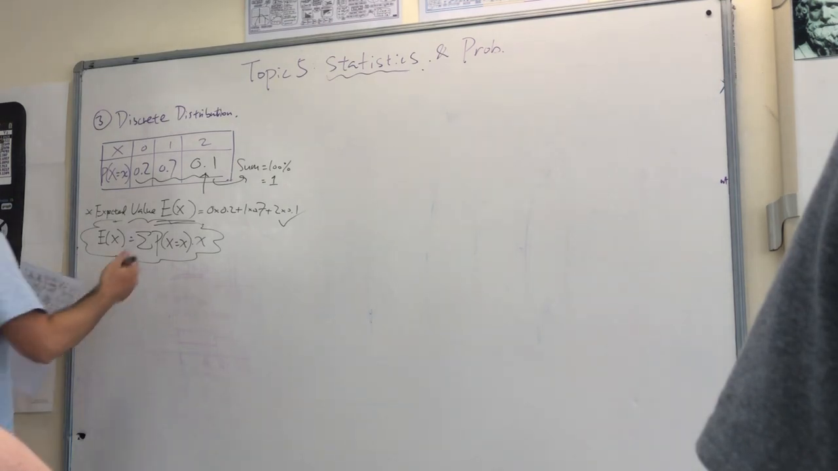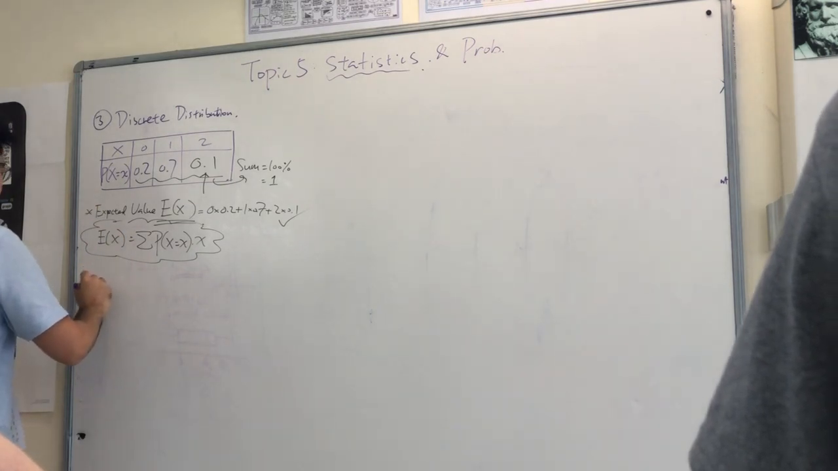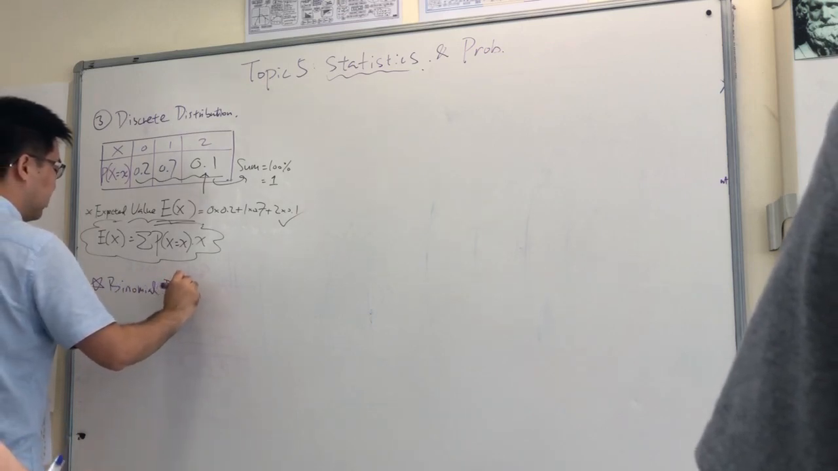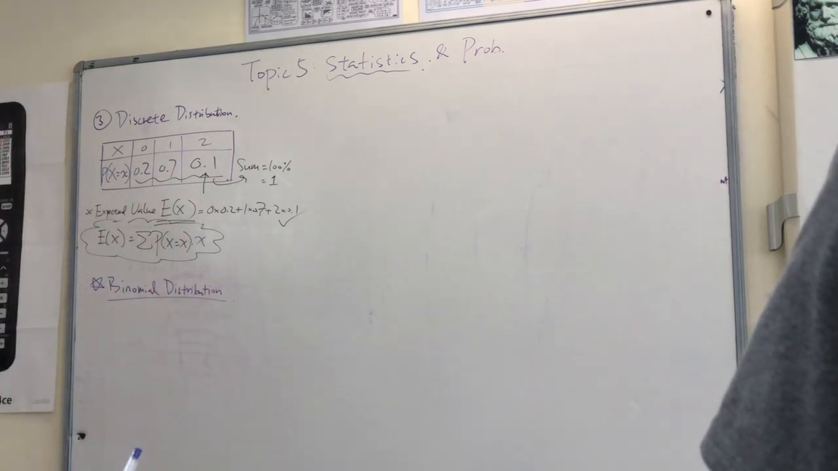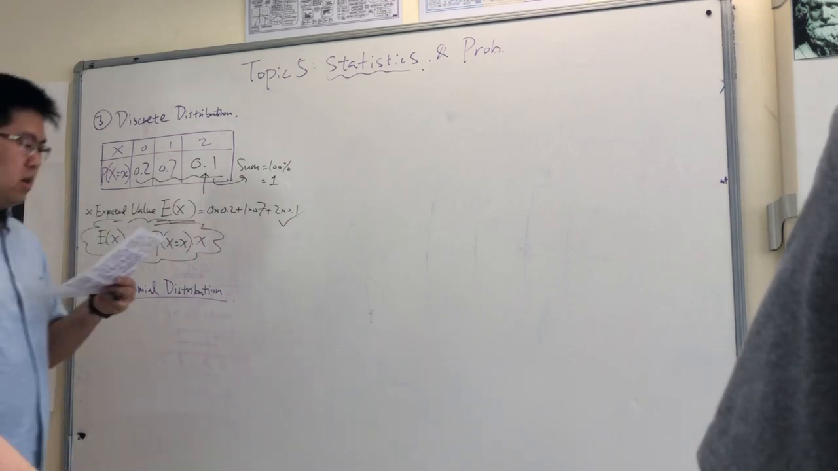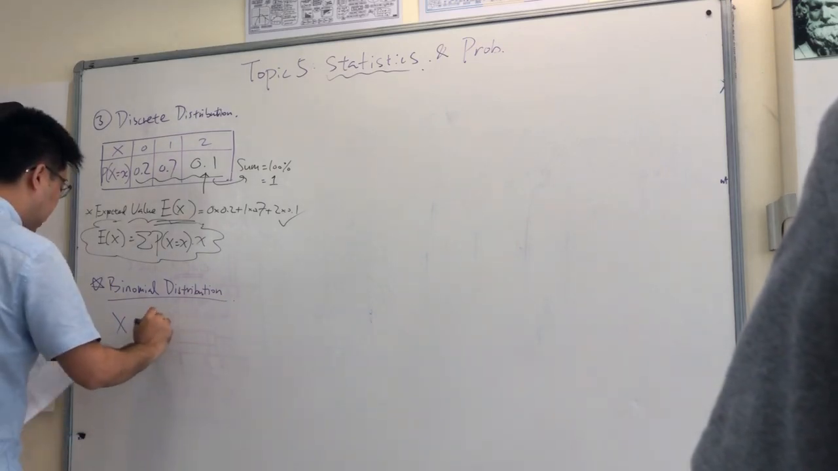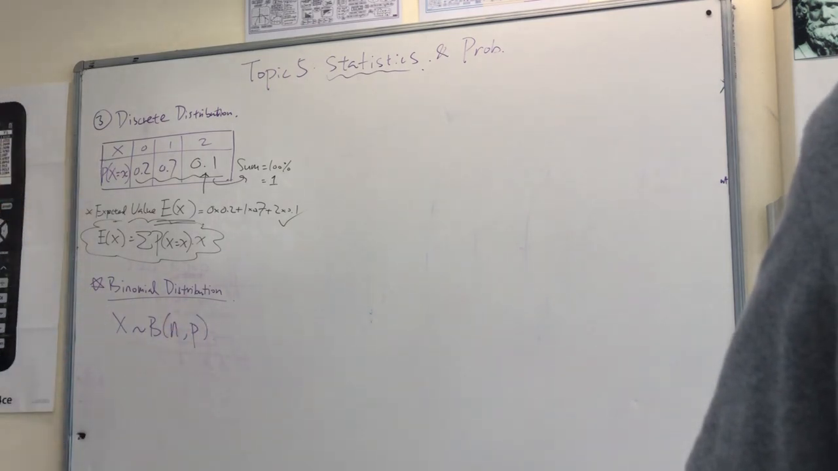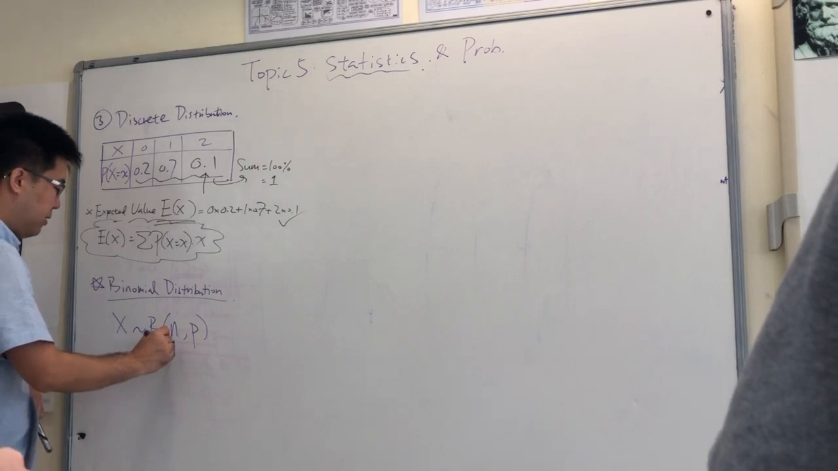Also, the next part is, for discrete distribution, we have a very special case that's called binomial distribution. Binomial distribution is under the discrete distribution umbrella. So for binomial distribution, we have X is binomially distributed with n and p. By the way, you should be able to locate the functions on your GDC. Okay, Louis, what's the meaning of n and what's the meaning of p?